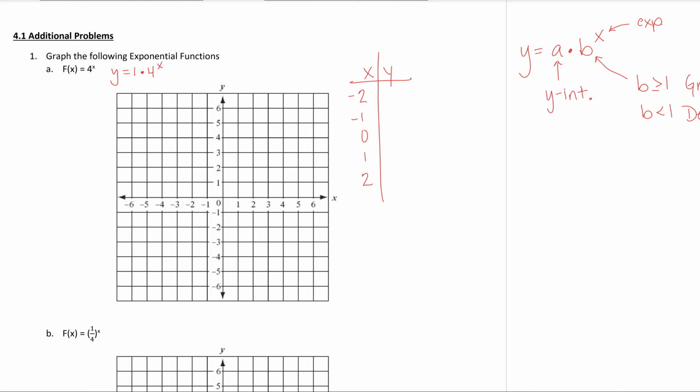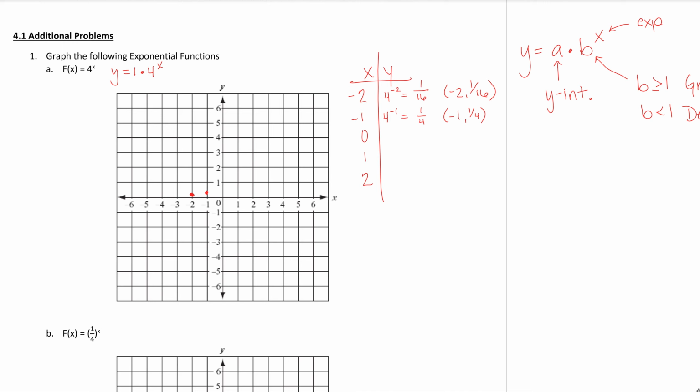All right, so what we're going to do is plug it in. If I plug in 4 to the power of -2, that is actually 1 over 16. So we're going to have a point at -2 and 1/16, somewhere down here. Not perfect, but down there. And then we have 4 to the power of -1. Well, that's just 1 over 4. So I have a point at -1 and 1/4. It doesn't have to be perfect.